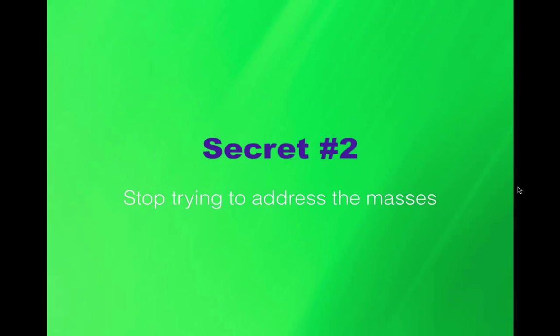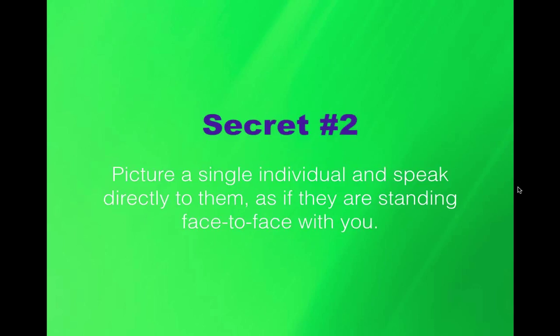Secret number 2, you need to write to an audience of one. You need to speak to an audience of one. No one likes being spoken to. They like being conversed with. So you don't want to speak to them. You want to have a conversation with them. Stop trying to address the masses. This is part of the audience of one. Keep in mind that this isn't a speech to the masses. It's a conversation with an individual.